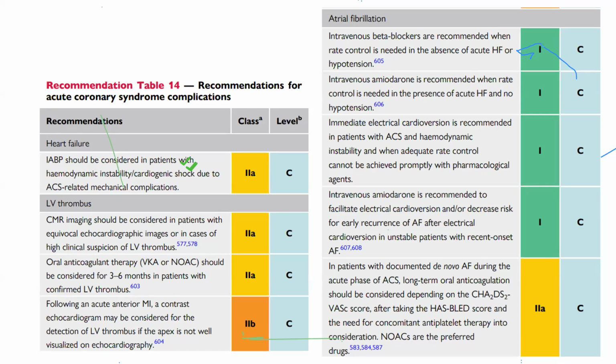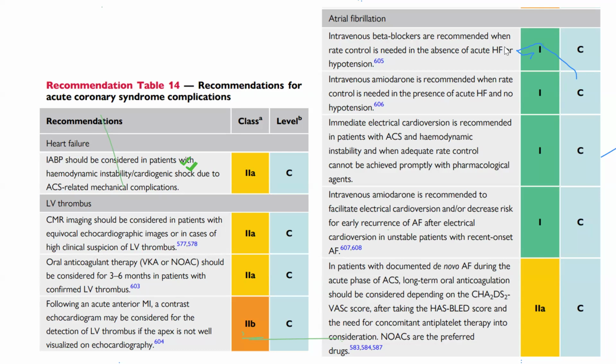Intravenous amiodarone is recommended when rate control is needed in the presence of acute heart failure and no hypotension. Immediate electrical cardioversion is recommended in patients with ACS and hemodynamic instability, and when adequate rate control cannot be achieved promptly with pharmacological agents. Intravenous amiodarone is recommended to facilitate electrical cardioversion and/or decrease the risk of early recurrence of AF after electrical cardioversion in unstable patients with recent onset AF.